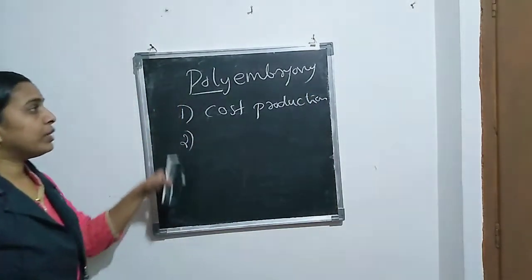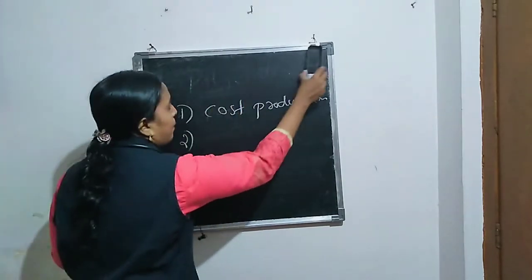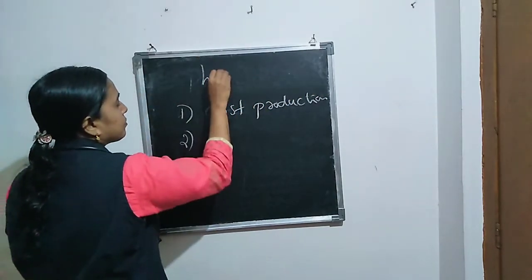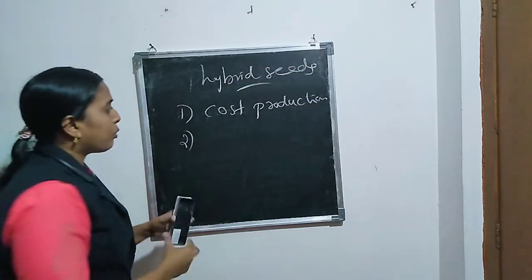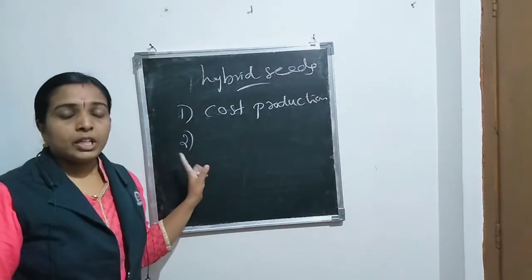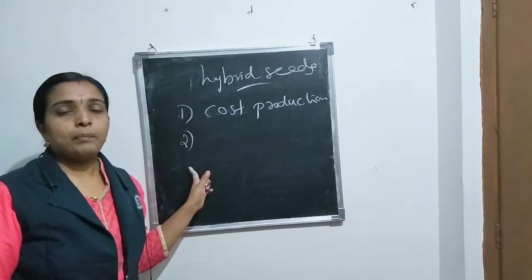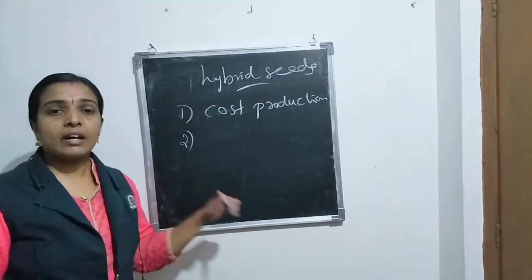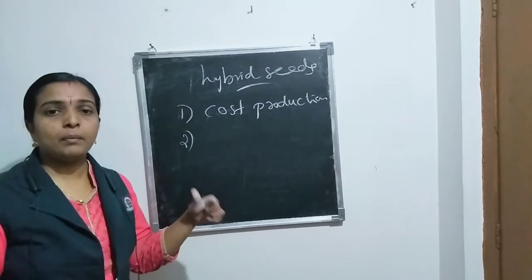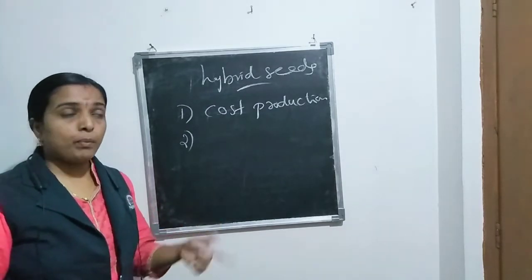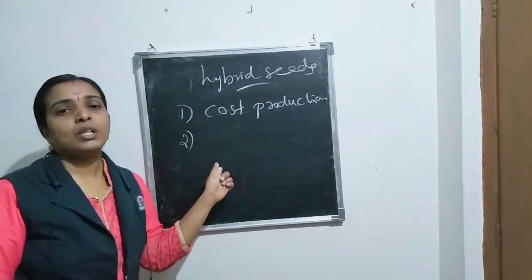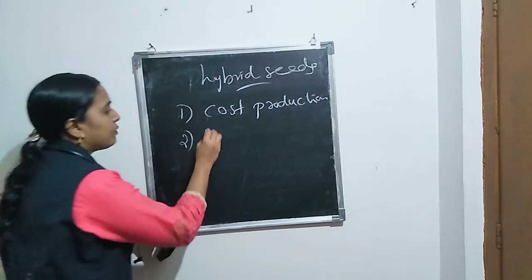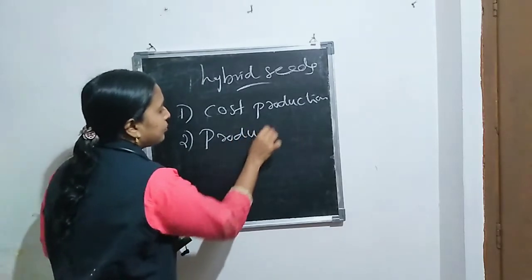Second problem with the hybrid seed: we need to produce hybrid seeds every year. Year after year we need to produce hybrid seeds. That is another problem. First one is cost of production is too expensive, and also we need to produce it year after year.